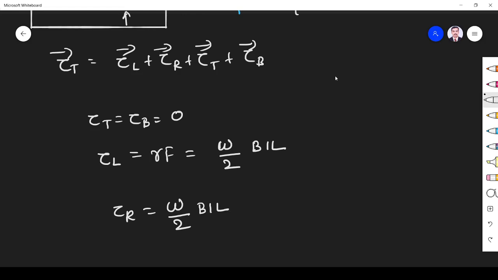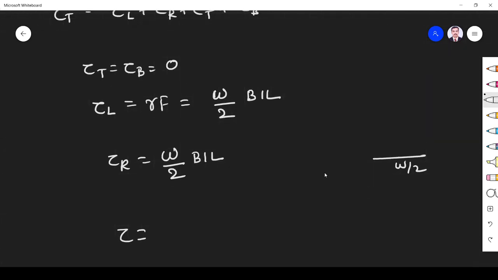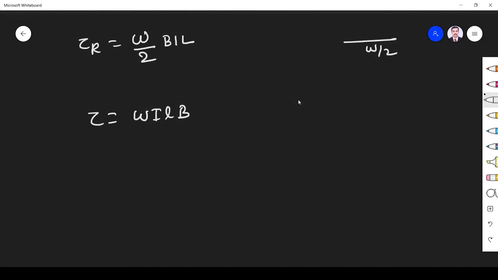Fine. So that's very important. Clear or not? So R is a radial distance. Radial distance is from center. This is W by 2. I told, right? So what is total tau? Tau left, tau right, tau bottom and top. If you add all the things, W by 2 BIL plus W by 2 BIL, it will be W times BIL, or whatever it be.